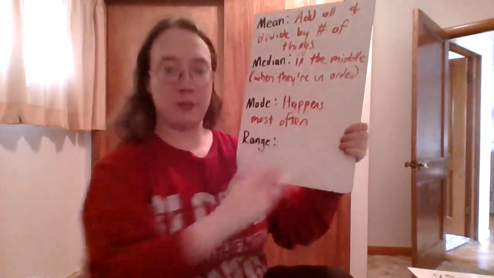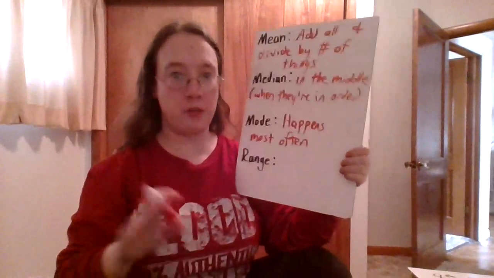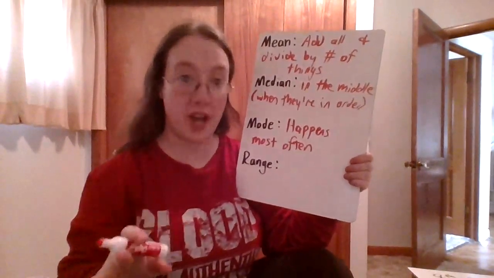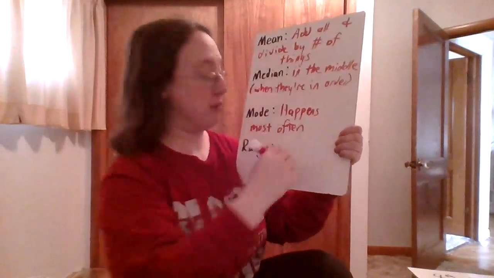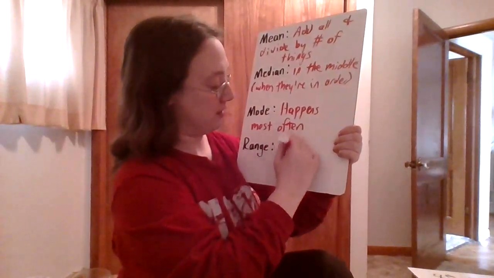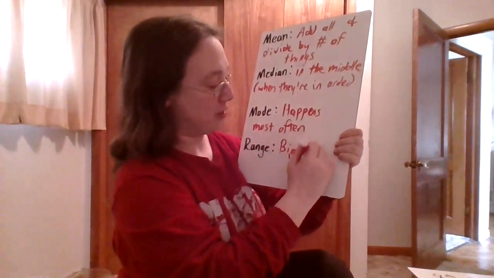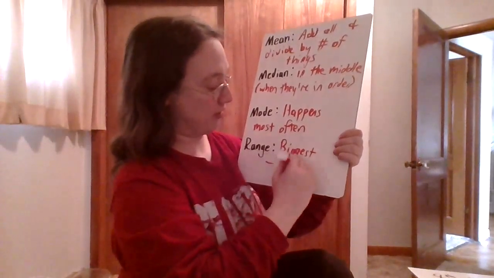So your mode is the number that's happening the most, and if there's no number that repeats more than once, then you don't have one. And your range is your biggest number minus your smallest number.